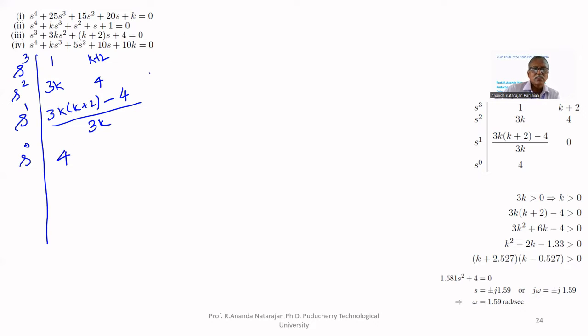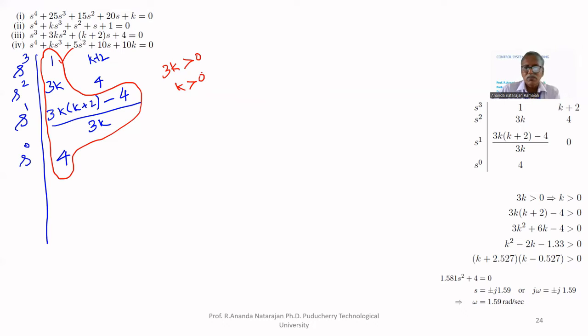So what are the conditions? For a stable system, the first column elements must be greater than 0. For no sign change, the first element is positive. Therefore, all the remaining elements also must be positive. Therefore, 3K must be greater than 0. Therefore, K must be greater than 0. This is the first condition.